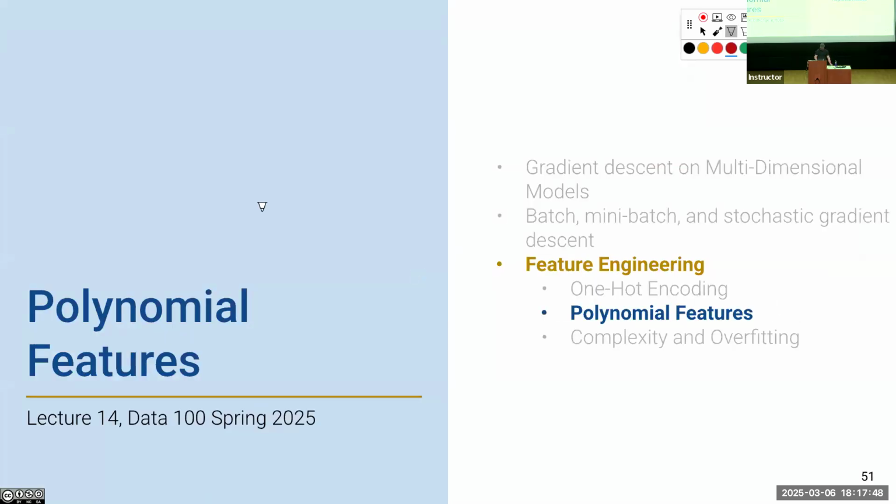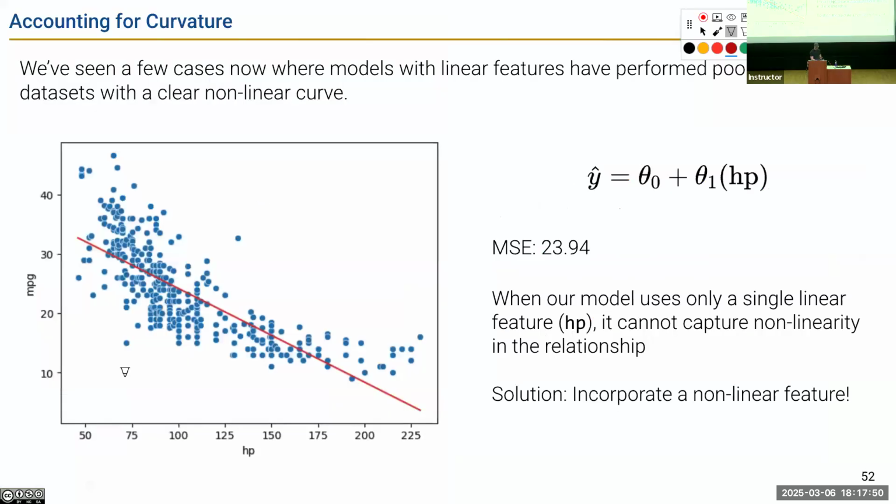So let's talk polynomial features. So we've seen before that if we have curved data, we can fit a linear model to it, but it's not great, right? The residual plot doesn't look all that good. We know that we can fit a curved line to this. We've used several different transformations. We did a squaring transformation. We did a log transformation. So how do we handle this?